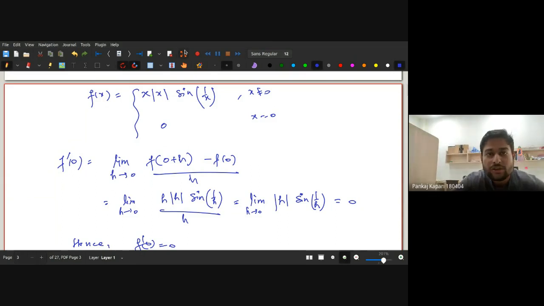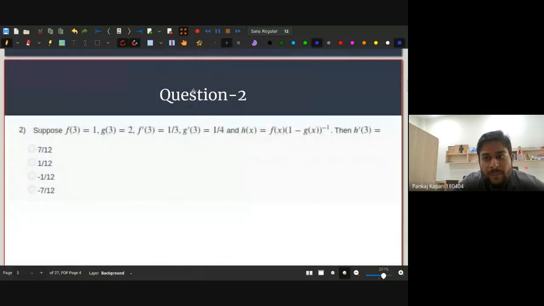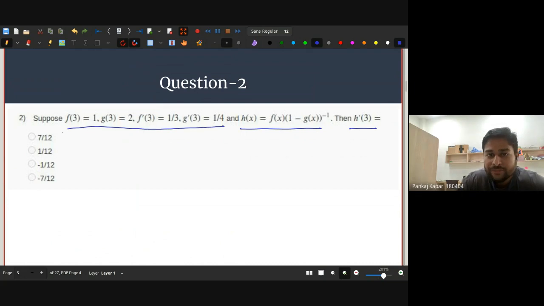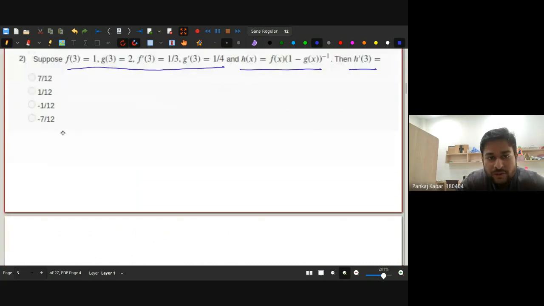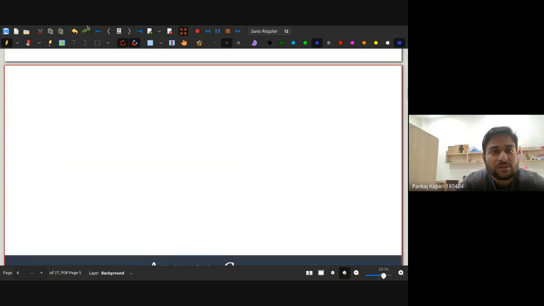Okay, so now it's time to move to our next problem. Here you can see that we have this function h(x), and we have to find its derivative at 3, h prime of 3, and we have been given all of this information. For this we will use some properties of derivatives of functions.